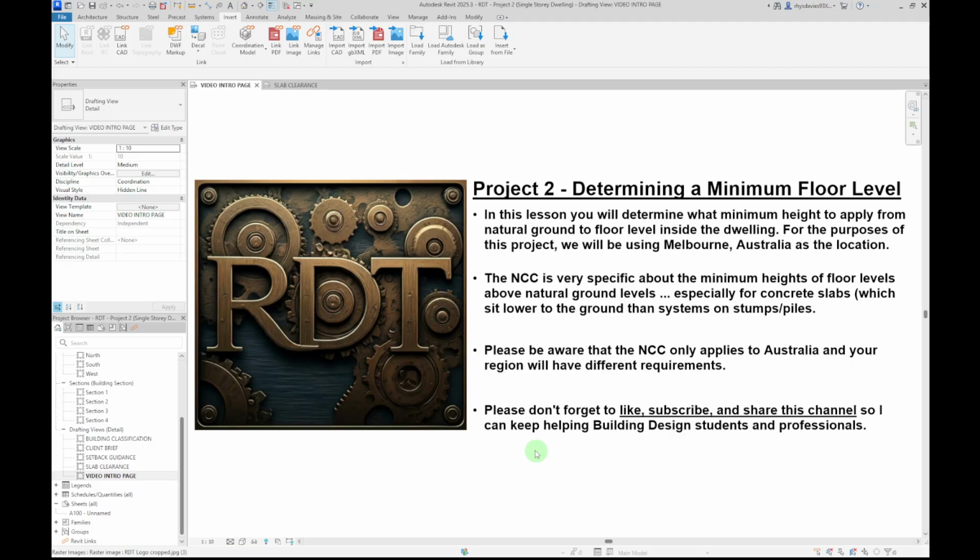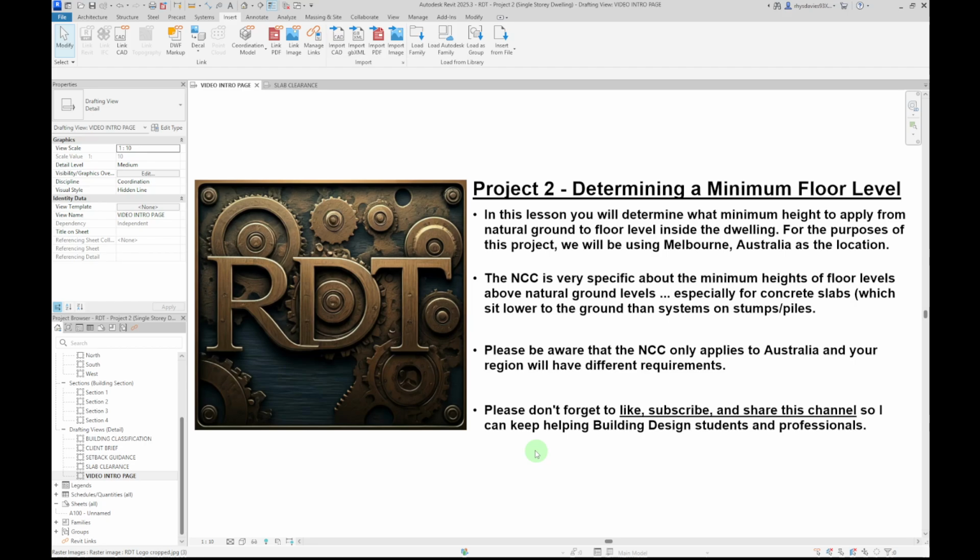In this lesson we are going to determine what minimum height to apply from natural ground level, that's our topo solid, to the floor level inside the dwelling. For the purposes of this project we're going to be using Melbourne, Australia as the location, and that's going to make sense very soon.